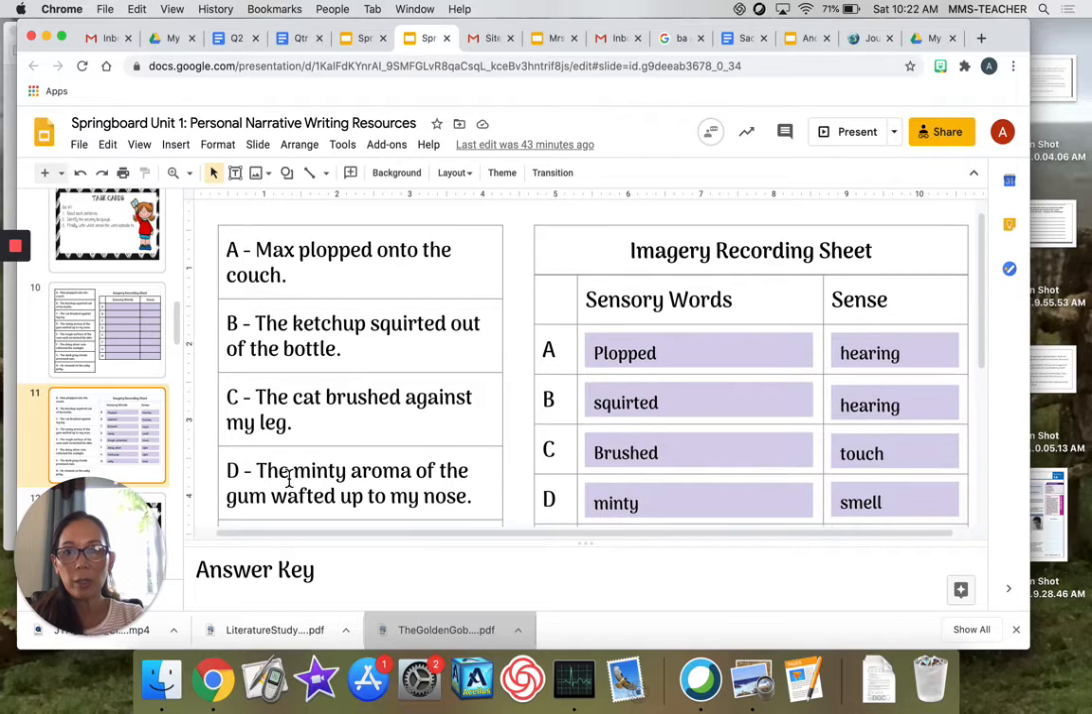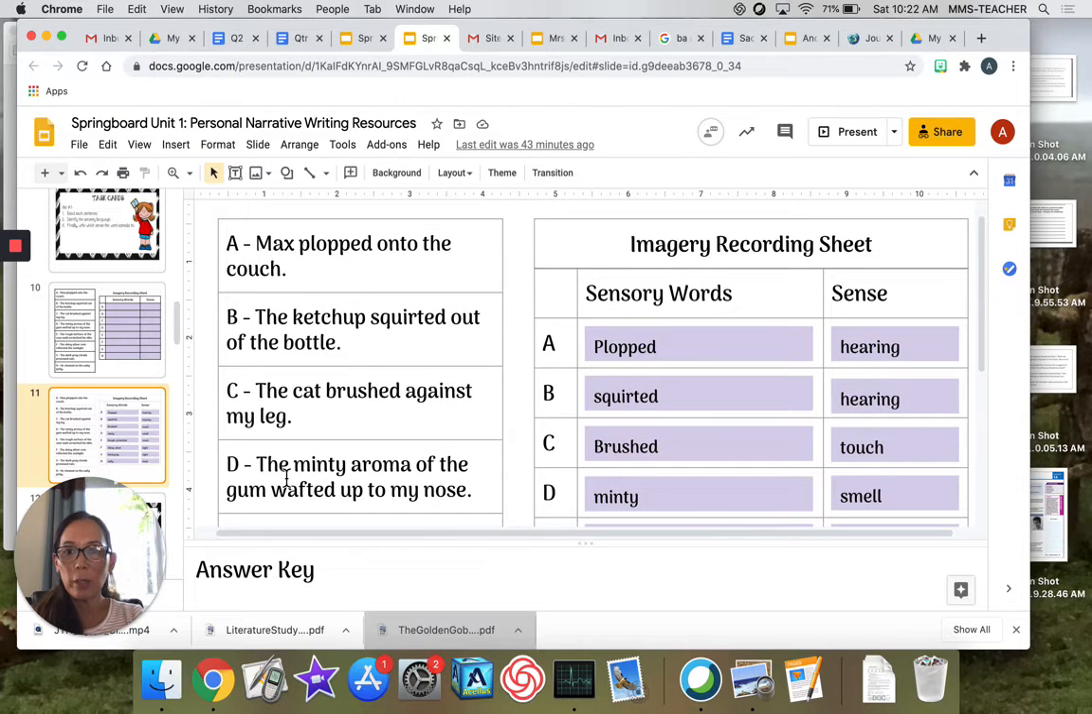Okay, so we're going to start on the left-hand side with the sentence. Sentence A: Max plopped onto the couch. Now on the right-hand side, for sentence A, the sensory word that was used there is plopped, and the sense that it appealed to is hearing, because through this sentence you can kind of hear him landing on the couch, right? Plopping himself down on the couch.